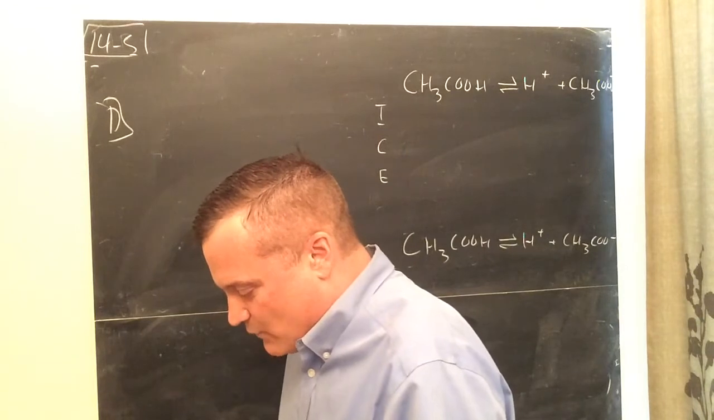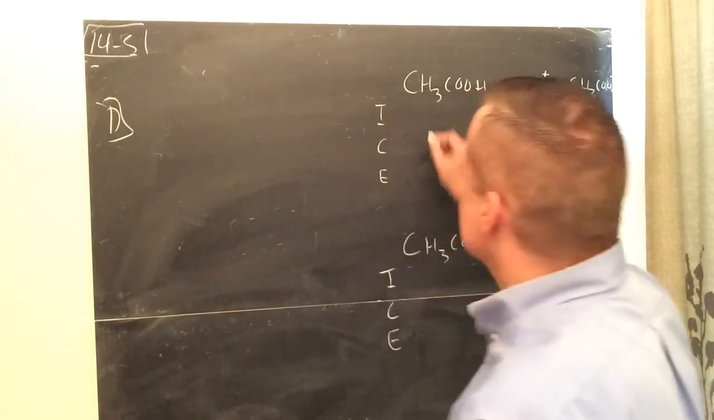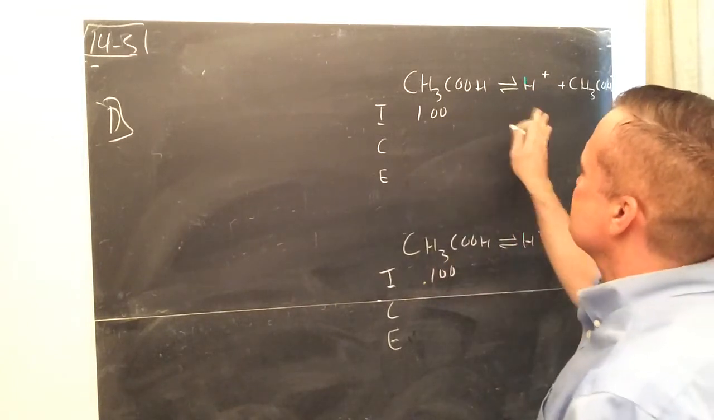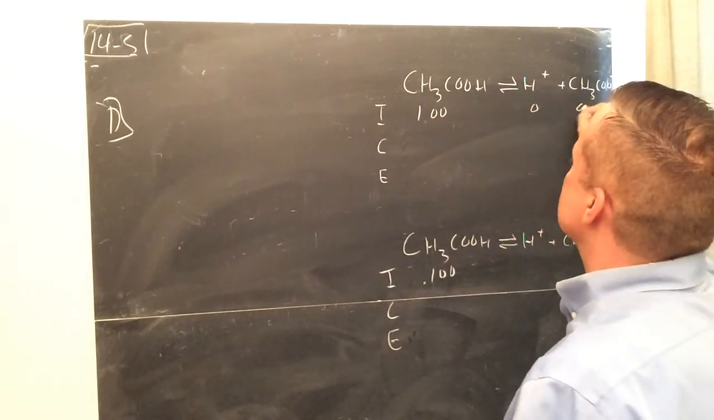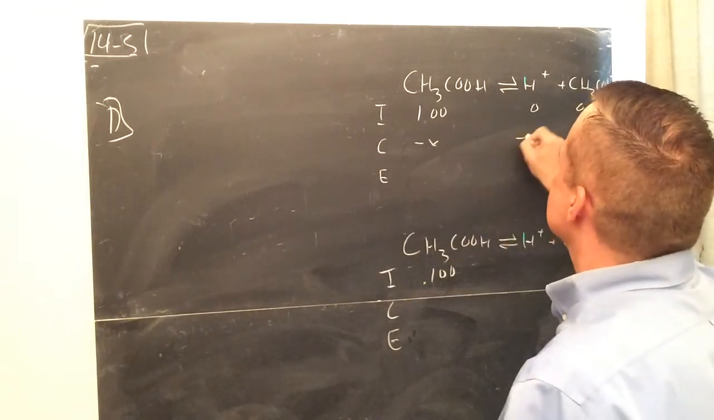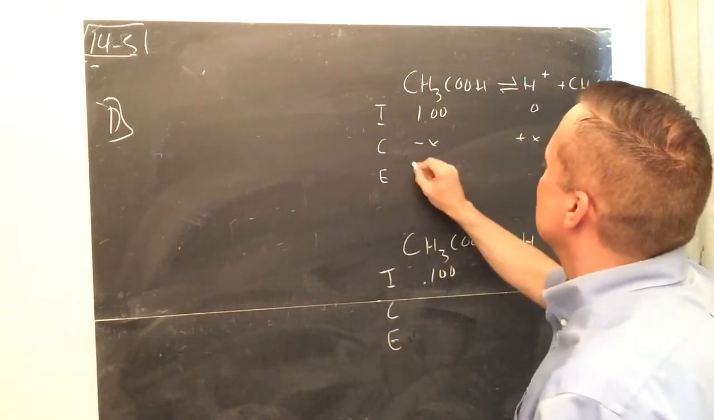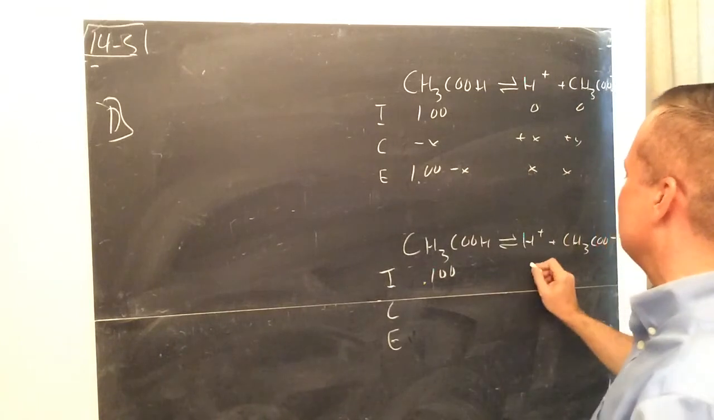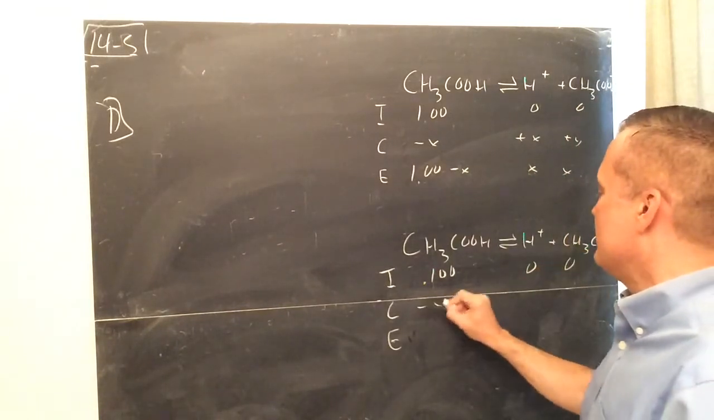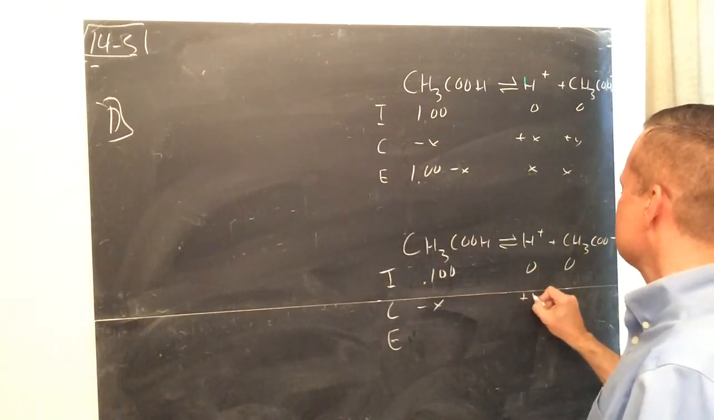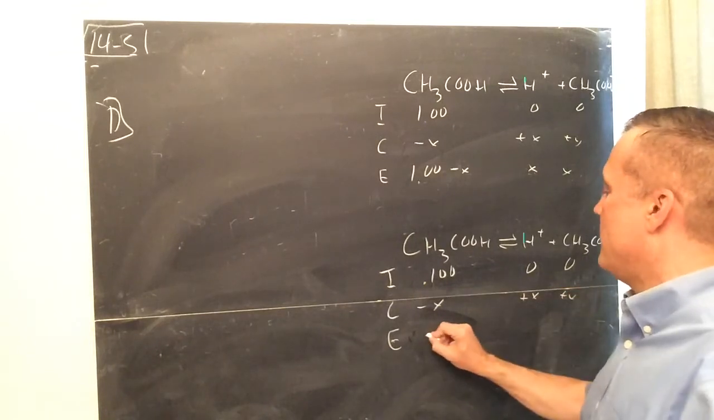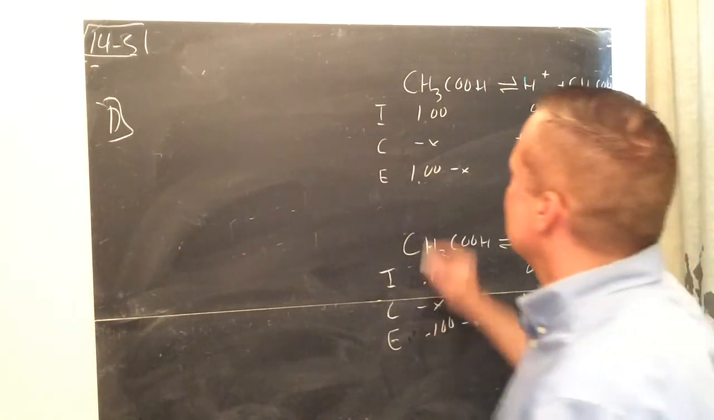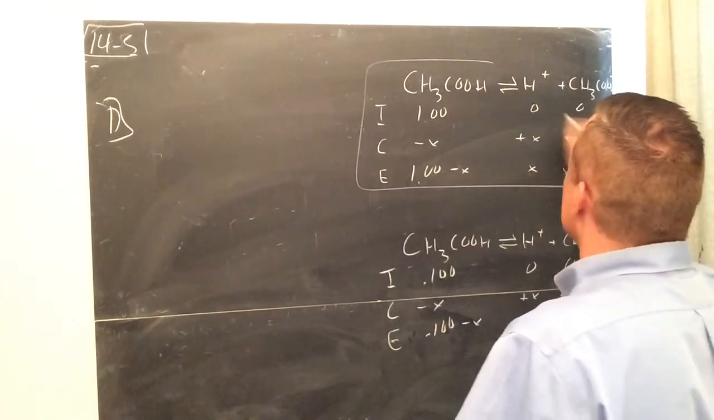1 molar and 0.100 molar. So if I have 1 molar, then I have 0.100 molar. 2 different situations. They're both going to be 0 to start off with. Minus x plus x plus x. 1 minus x, x and x. Looks like this is the one we just did, doesn't it? 0 and 0, minus x plus x plus x. 0.100 minus x, x and x. So 2 little ice boxes.